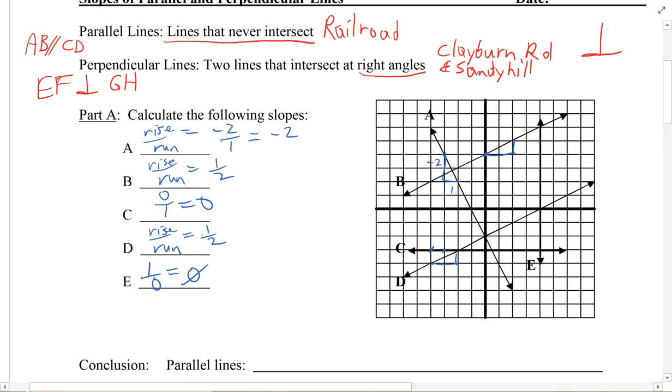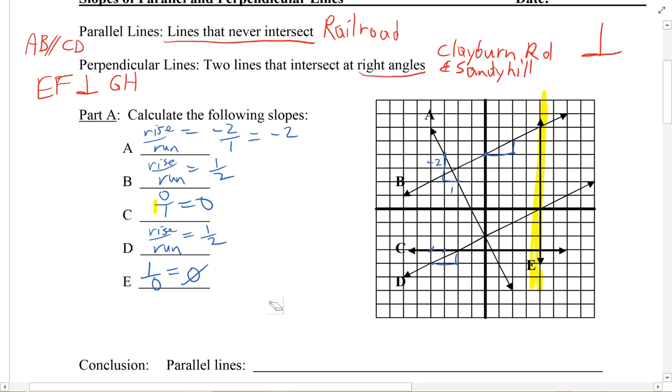Okay, so here I found the slopes. You can double check. A little bit weird with C. So C, what Mr. Barker always does is he actually writes this 0/1, and then he tries it on his calculator so he doesn't get it wrong. So C, 0/1, which is 0. And then E, the vertical line E, would be 1/0, which is undefined.